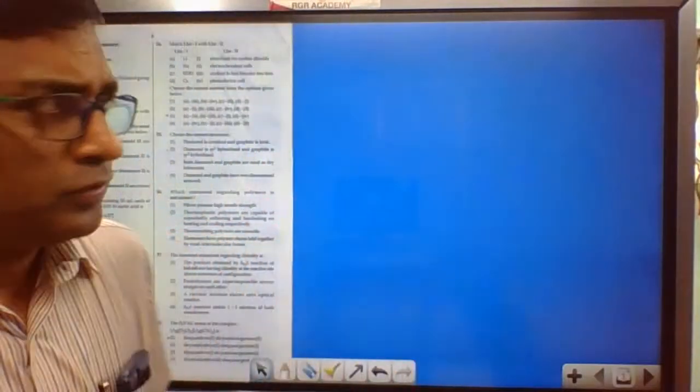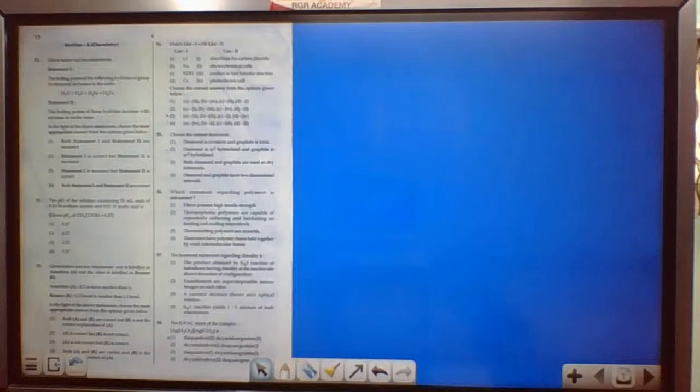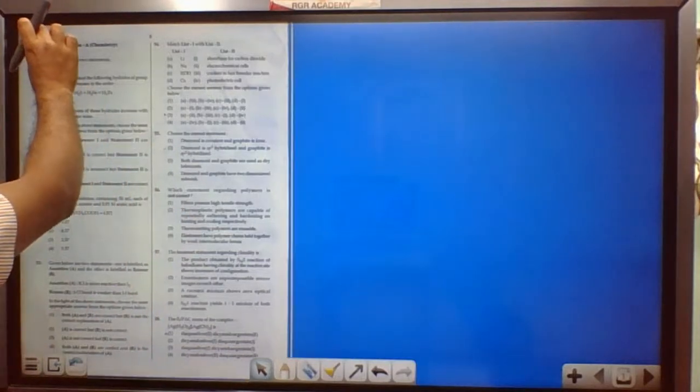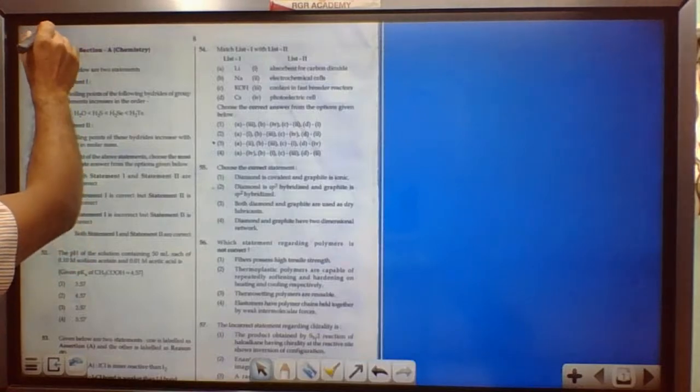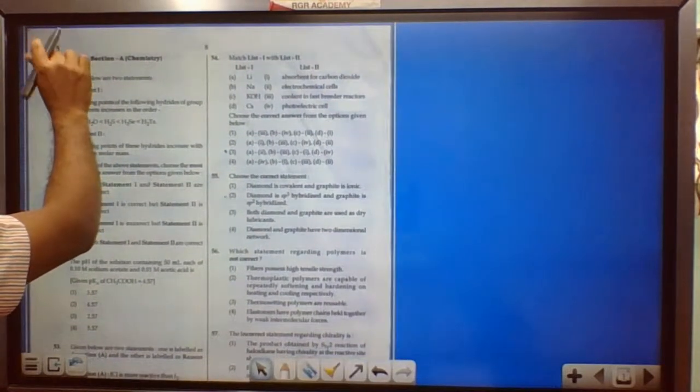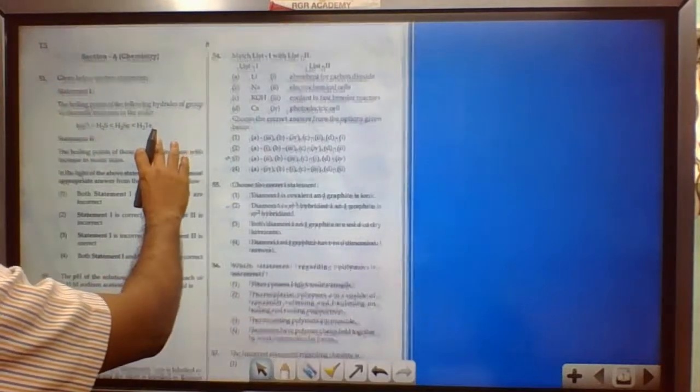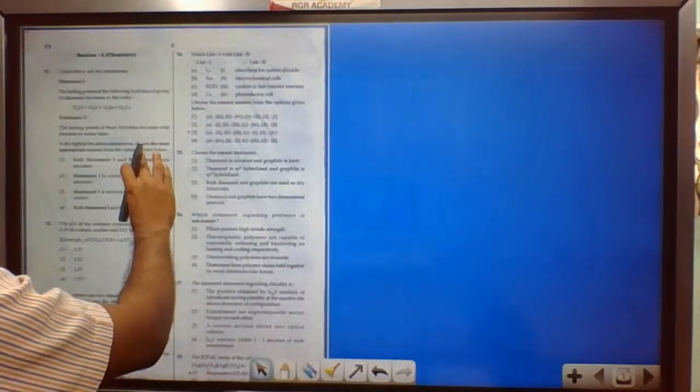Good morning, students. My name is Prasad. I'm a chemistry faculty in RJR Academy. So today we are going to discuss yesterday's NEET question paper, answers of the NEET question paper. Let us start. So you can see on the board, question paper code, that is T5. Today we are going to discuss T5 code.